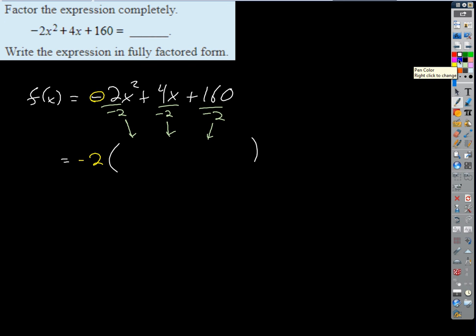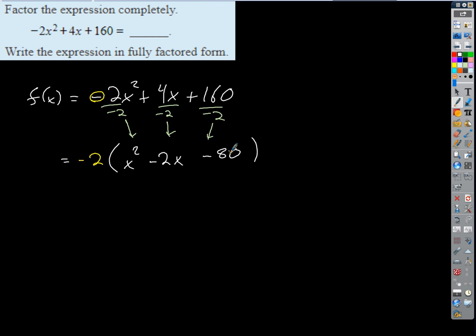Well, what's -2x squared divided by -2? X squared, I heard it, good. What's positive 4x divided by -2? -2x, good. And then positive 160 over -2? Got it, okay? So there's the first step. We factored out the greatest common factor. Now look what we get. Now we get something convenient. We get this other factor in here that's just a quadratic trinomial, like we had in Unit 2, 3 terms.